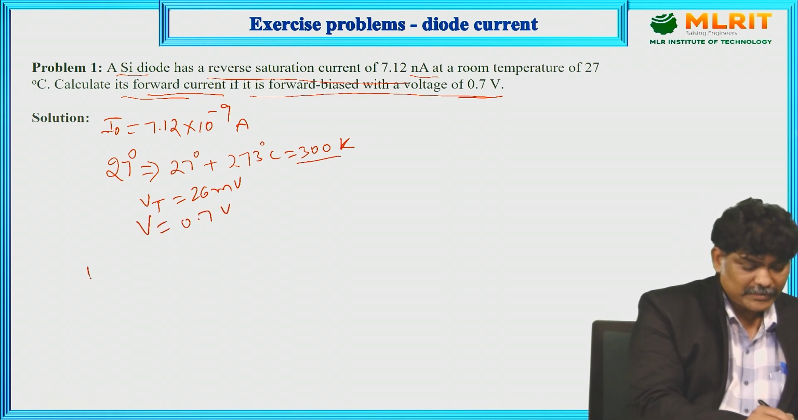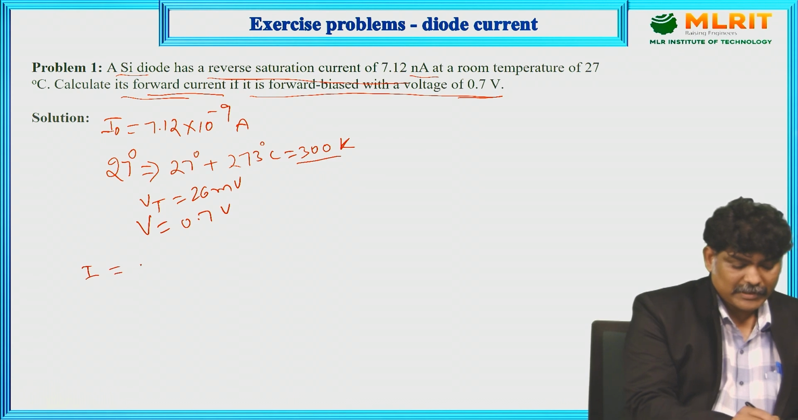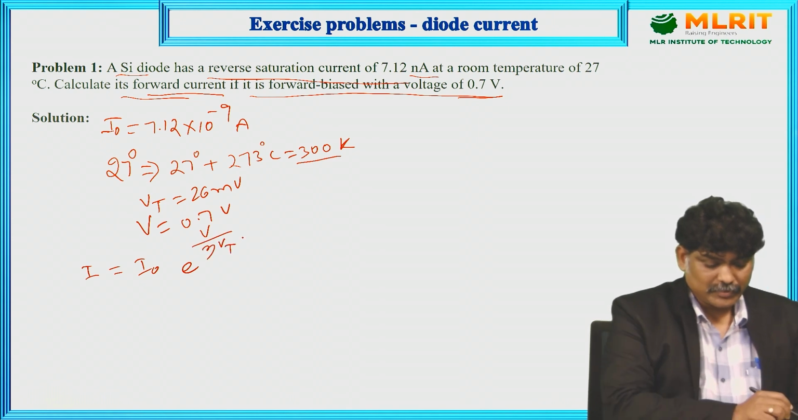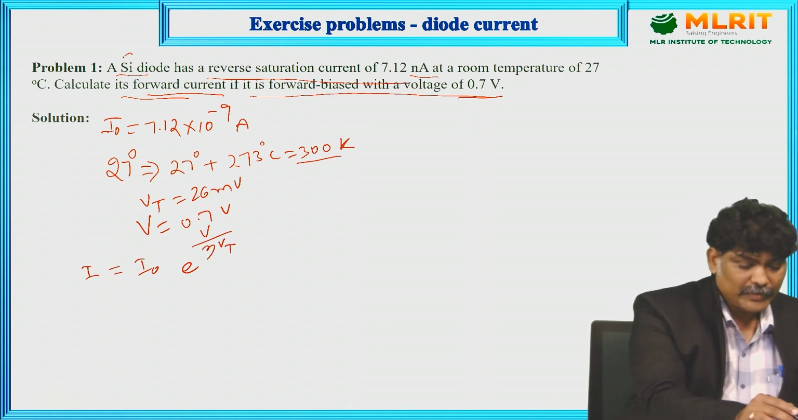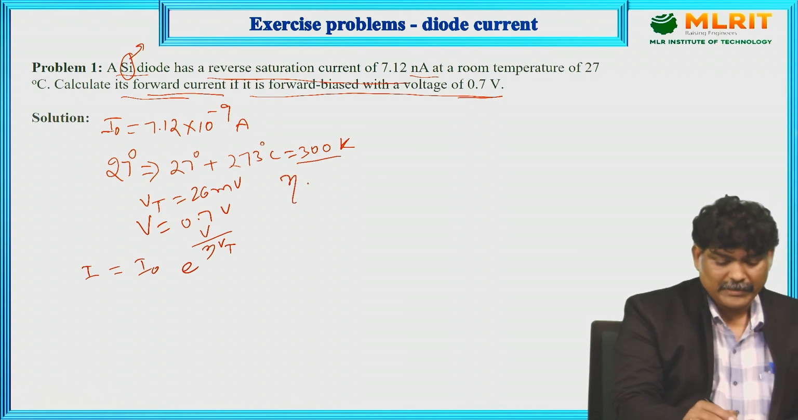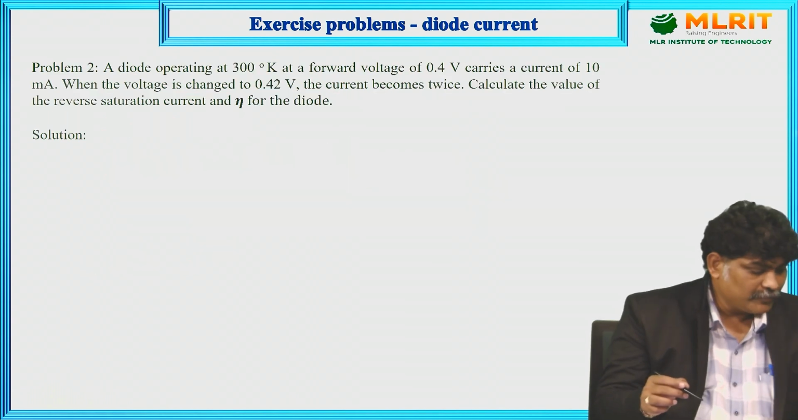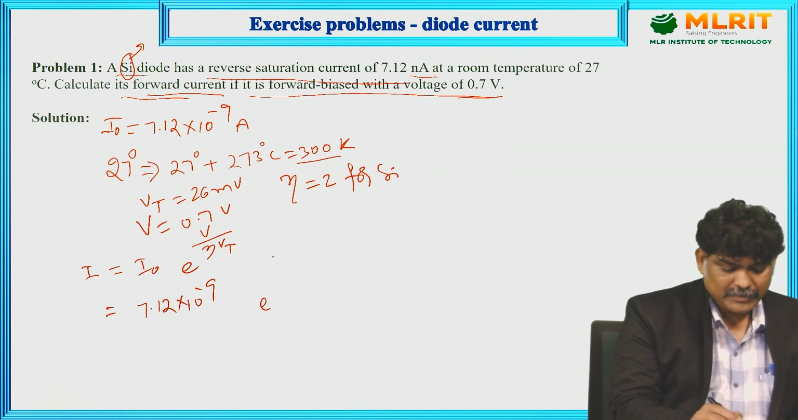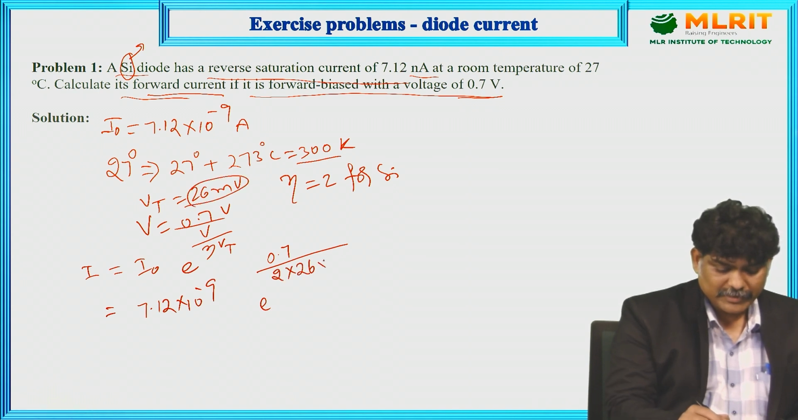So let us apply this. We have to calculate the forward current I, which is I naught into e power V by eta Vt. So what is the value of eta here? We are given silicon, so eta is equal to 2 for silicon, we know. Therefore let us substitute all the values: 7.12 into 10 power minus 9, e to the power V, that is 0.7 volts, 0.7 upon eta is 2 and Vt is 26 millivolt, so 26 into 10 power minus 3.